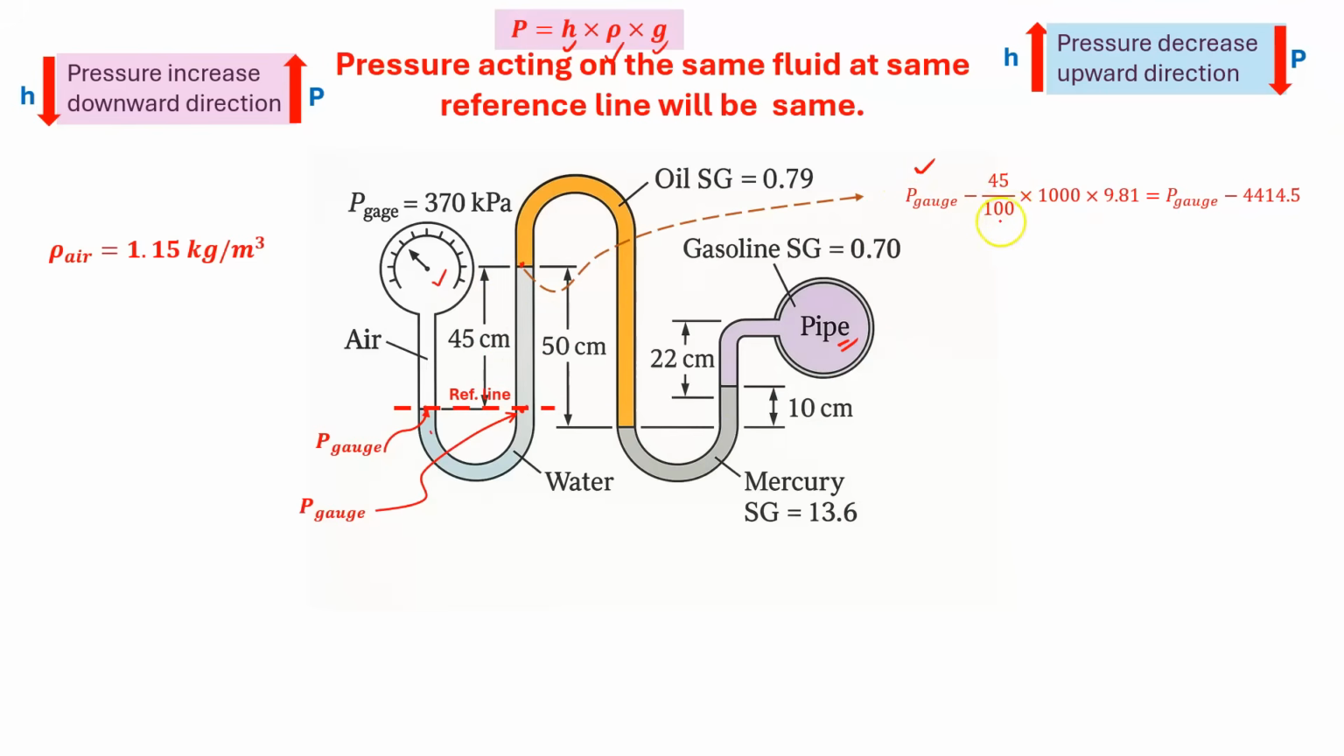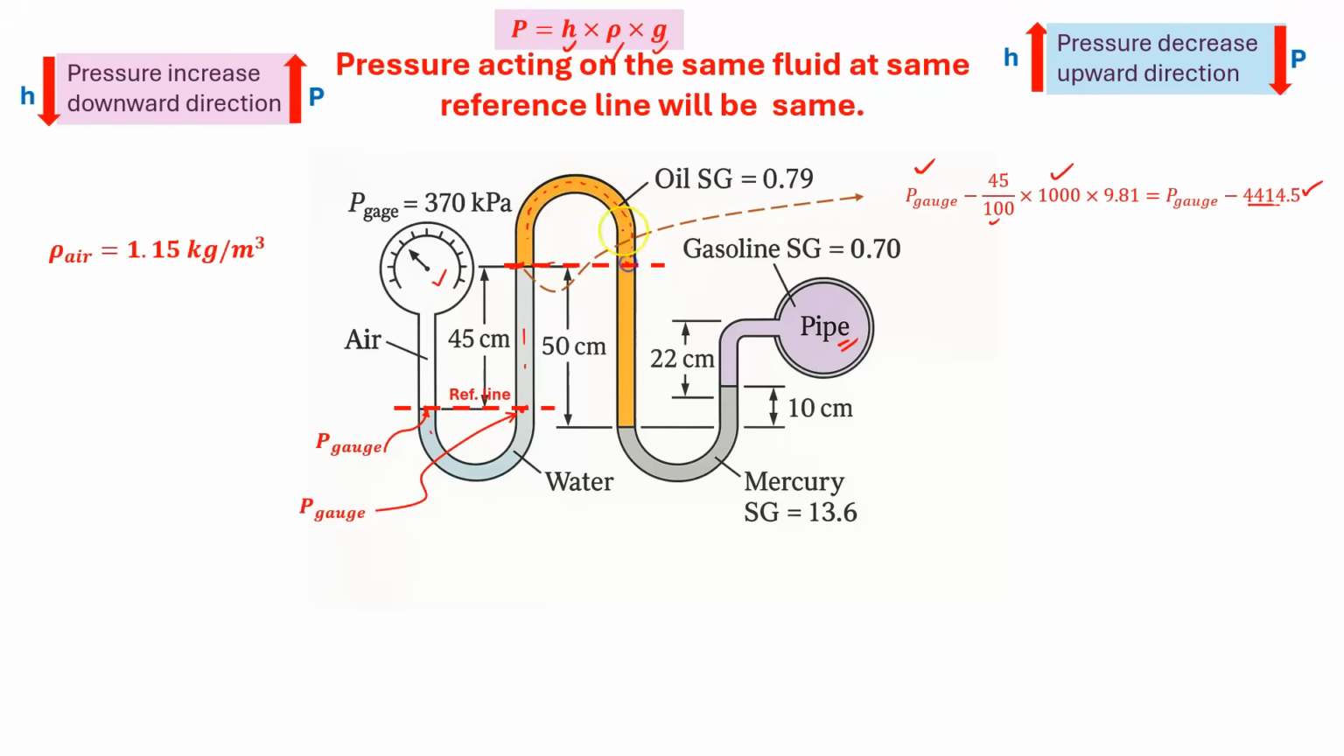45 centimeter divided by 100 to make it meters, times the density of the water, because in this column there is water, times the gravitational acceleration 9.81. If I calculate, it is P gauge minus 4414.5. Now from here again we draw the reference line.